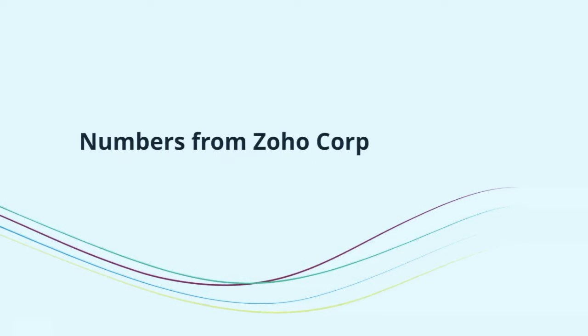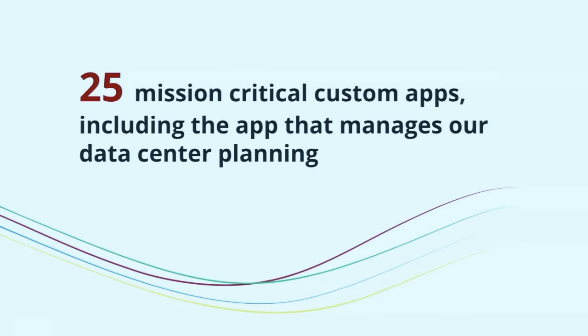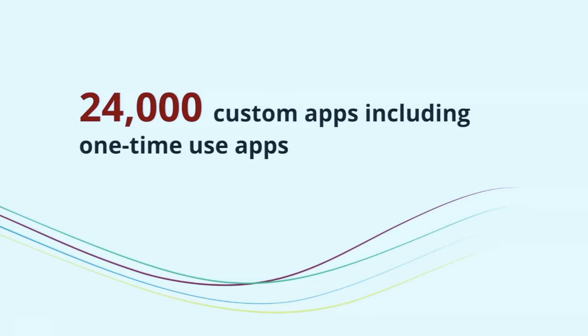We actually run all of Zoho on Zoho. And of course, we use all our apps. And we also do custom apps, and you get these numbers. So there are 25 mission-critical custom apps, including the app that manages our data center planning. That means the app that manages the infrastructure planning that drives all these presentations, all of that, because that's where it's running, the data center. And that's managed by an app built on Zoho Creator. And interestingly, there are 24,000 custom apps in our business. We have 5,000 employees. But a lot of one-time apps, one-time use.